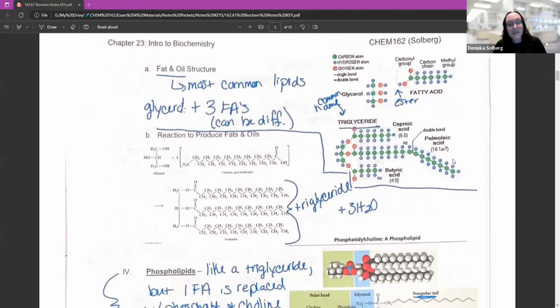Okay, so how do we use these fatty acids to make other structures? Fats and oils, for example, are the ones that I'm going to talk about first. These are your most common types of lipids. Usually when you think the word lipid, you think fat, and that's because they go hand in hand.